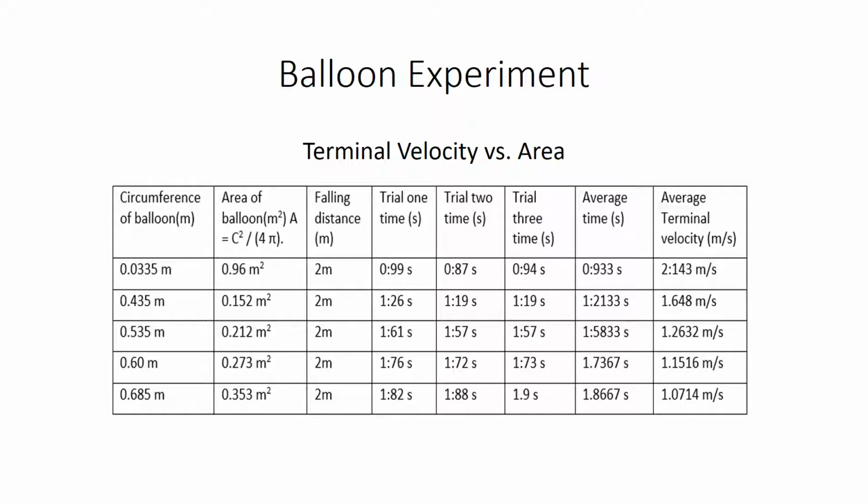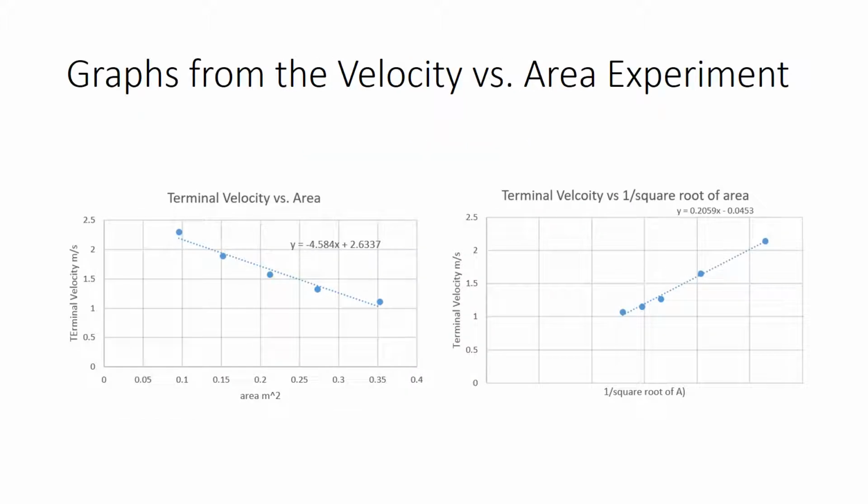Here's the balloon experiment data chart. What we did with this is we blew up 5 balloons to different sizes. We used string to find the circumference, then found the area of the balloon. And as the data table shows, as the area increased, the terminal velocity decreased. So this would be a good quality because as we get a larger parachute, that would slow us down and we would definitely not fall as hard to the ground.